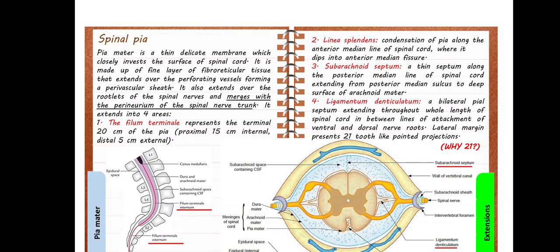I'll start with the spinal pia. The pia is the innermost layer of the spinal meninge, and it is thin. The dura and the arachnoid are thicker than the pia. The pia is a very thin, delicate membrane that closely covers the surface of the spinal cord. It is the one that is very close to the spinal cord.